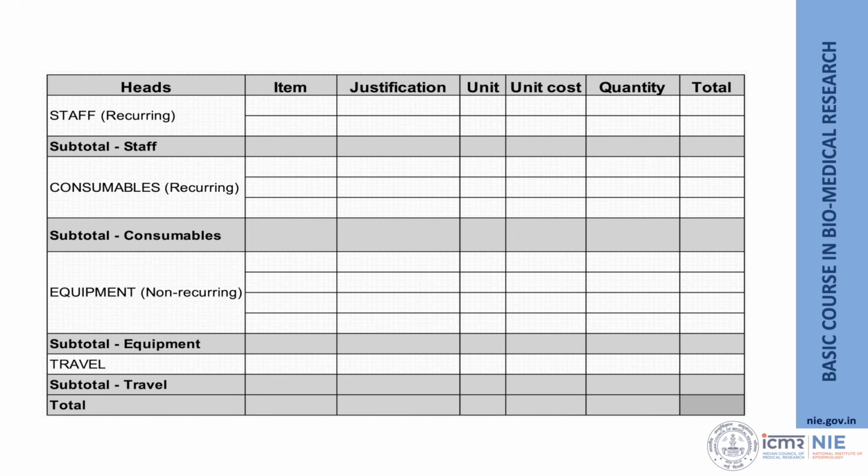This is a general template for a budget plan. As you can see, the first column contains the heads, the second column contains the item, the third column contains the justification for that particular item, the fourth column contains the unit, the fifth column contains the unit cost, the sixth column contains the quantity, and the final column contains the total cost.